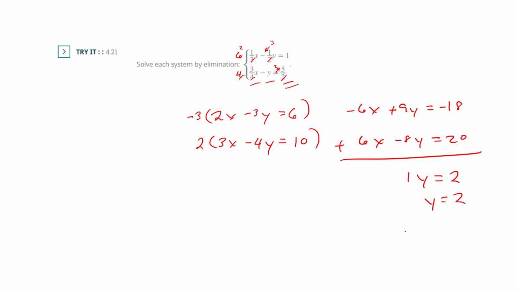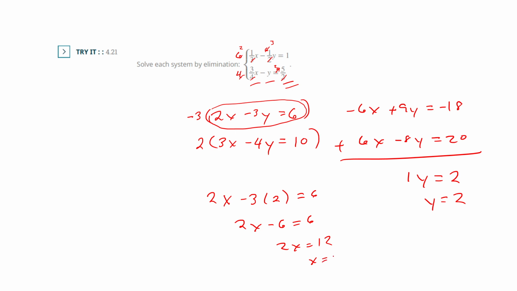Y is 2. Now let's go into any equation we want, and actually the book didn't do this, but you can use these new revised equations. It doesn't have to be the ones with the fractions. So I'm going to use this right there, the one that we cleared out the denominators. I'm going to use that because it will work just fine. So I've got 2x minus 6 equals 6. 2x is 12. X is 6. So my solution is 6, 2.